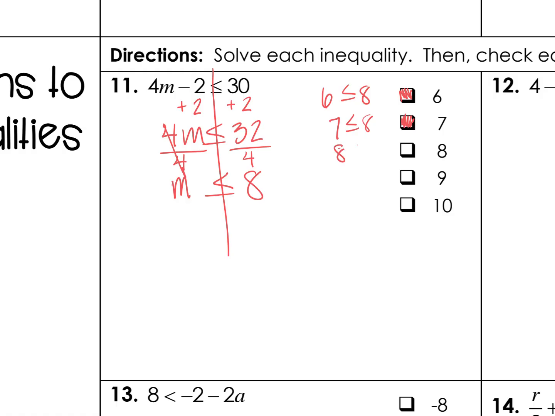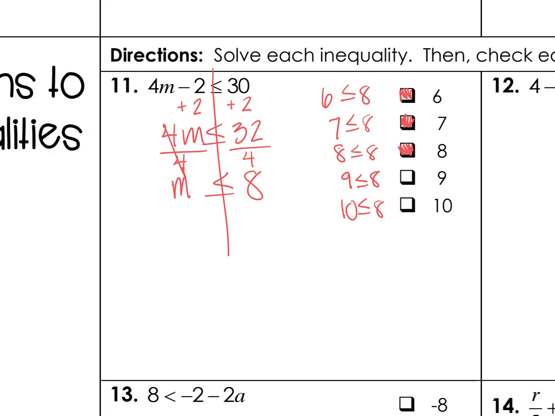Next one, 8 is less than or equal to 8. It's not less than, but it is equal to. So because it has that or equal to line, this does work, and I'm going to fill it in. Okay, last 2, 9 is less than or equal to 8. That is not true. 10 is less than or equal to 8. That is also not true. So the only boxes I'm going to fill in are 6, 7, and 8.